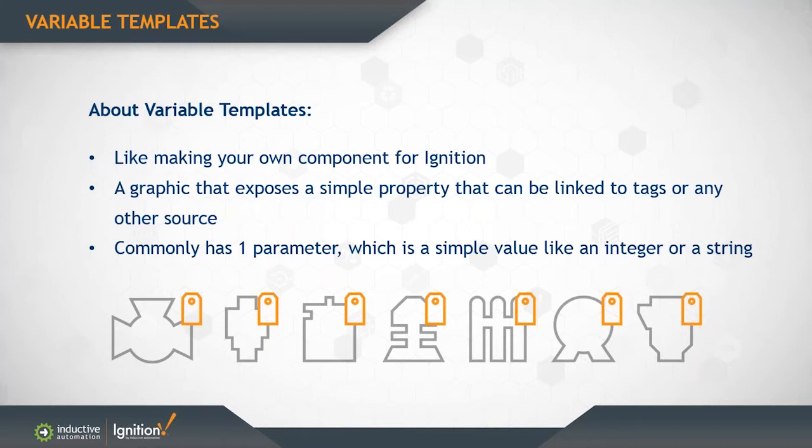So variable templates are the next step up from static templates. A simple variable template is like making your own component for Ignition. It's just a graphic that exposes a simple property that can be linked to other tags or any other data source, like maybe a query or a calculation through an expression, whatever it may be. A variable template commonly has one parameter, which is a simple value like an integer or a string. As I said earlier, the parameter is what allows template instances to reference different data.